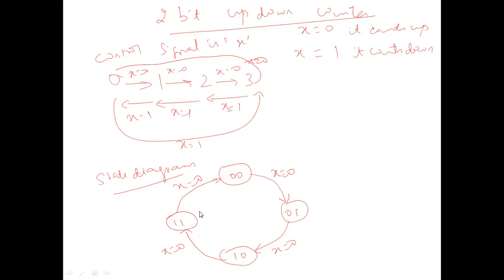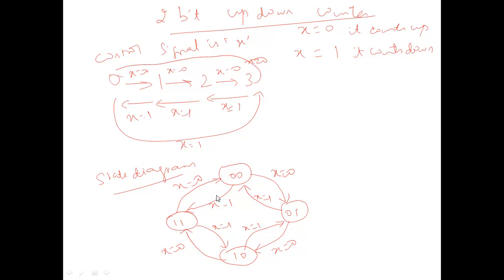Okay, so from 3, it will come down to 2 when x equals 1. From 2, it will come down to 1 when x equals 1. From 1, it will come down to 0 when x equals 1. From 0, it will come down to 3 when x equals 1. Okay, so this is the state diagram.